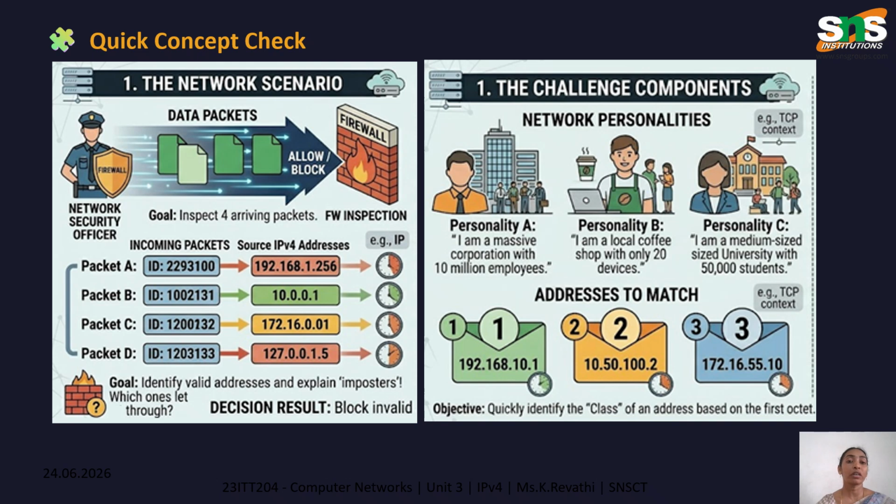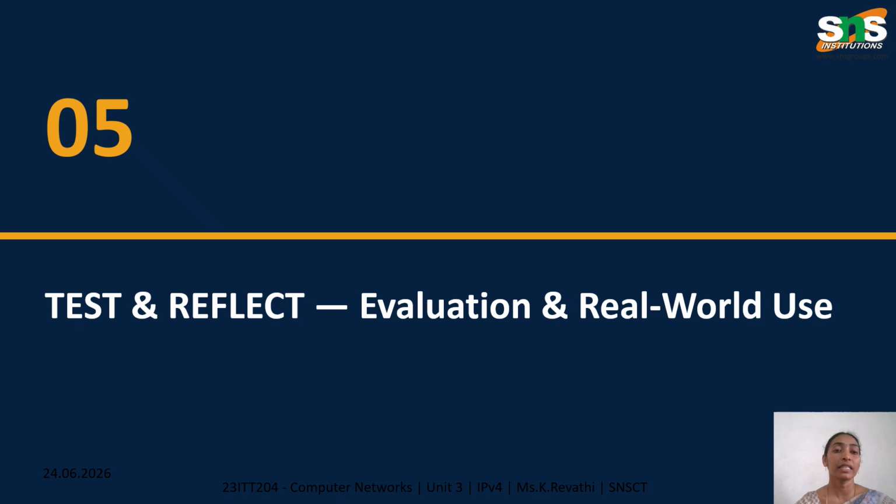Quick concept check of IPv4. Let us quickly revise the important concepts learned so far, including addressing, subnetting, CIDR, and packet routing. The next is the industry scenario. Large companies like AWS use CIDR blocks and subnetting to manage thousands of servers and virtual machines efficiently in cloud environments. Next are IPv4 strengths and limitations.